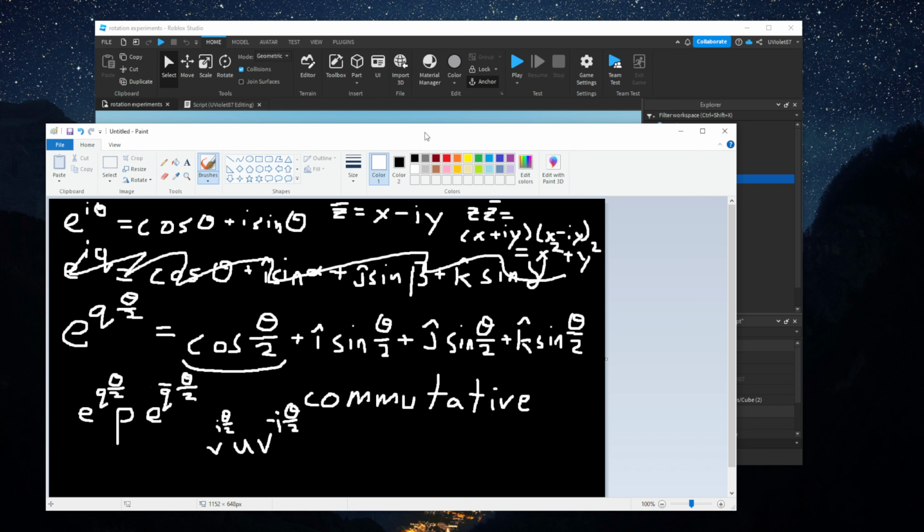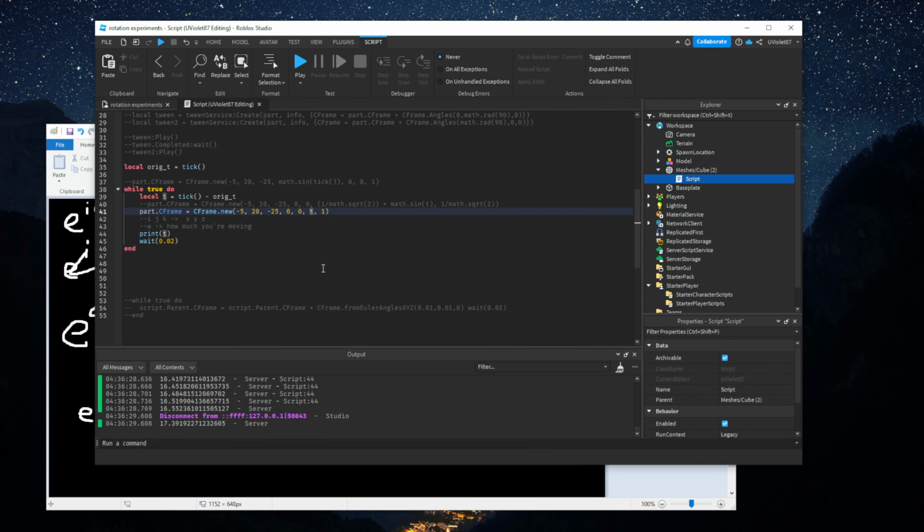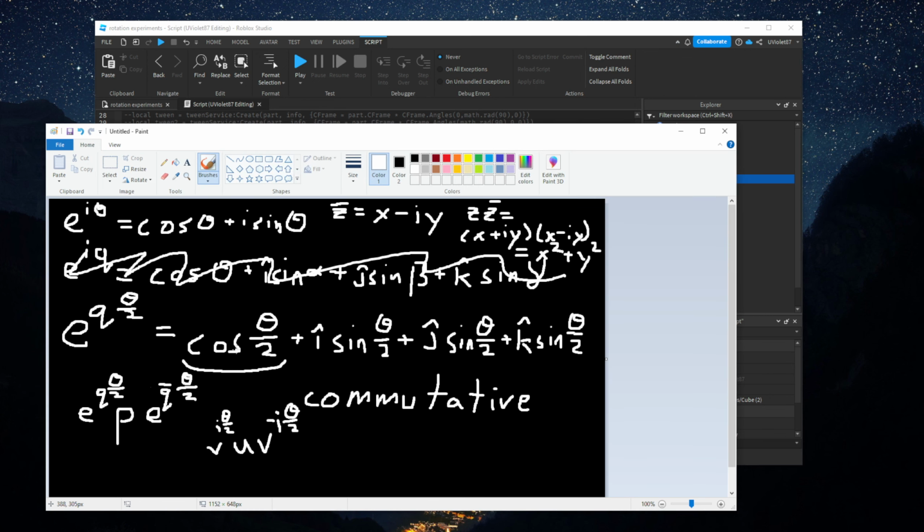So I'll leave it at that for this video. Or do I want to tie this back to here maybe a little bit before I go? So there's this real part, which is this cosine theta over 2.